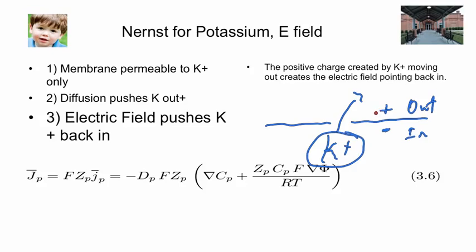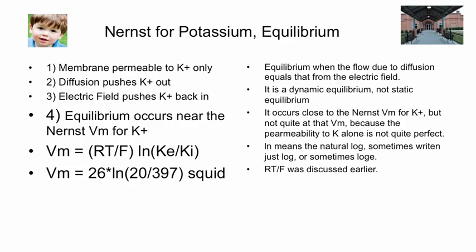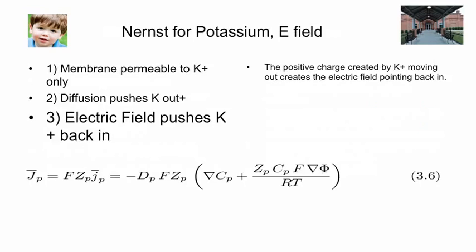The corollary is that an electric field is established pointing inward from higher potential to lower potential. So I've drawn an arrow here representing the direction of the electric field. Every time a potassium ion goes out, the electric field gets stronger. If one describes this with a mathematical equation, one has the equation that is given here. The movement of potassium outward because of the diffusion gradient is the term here on the left.